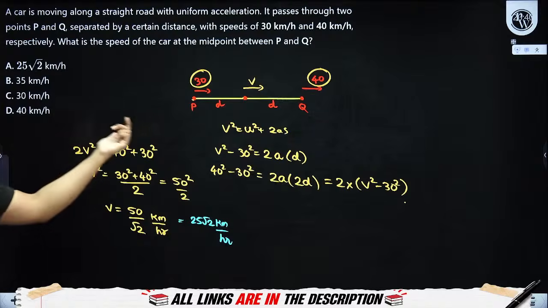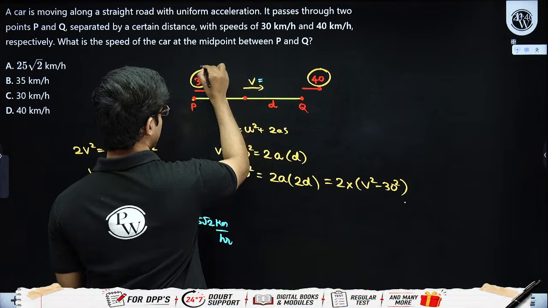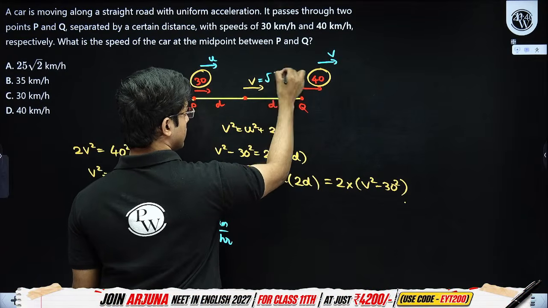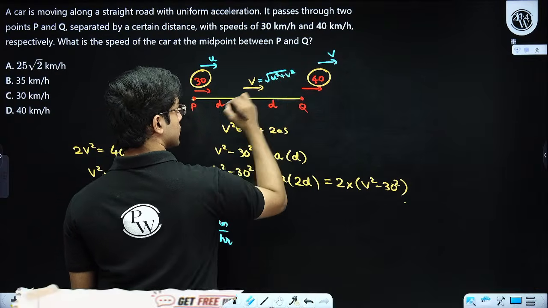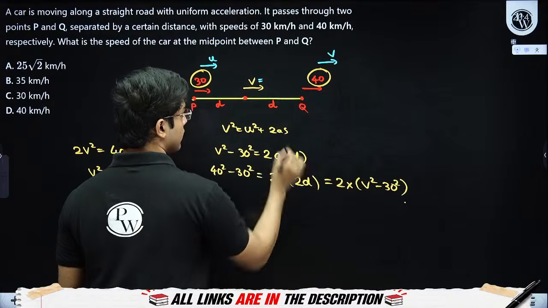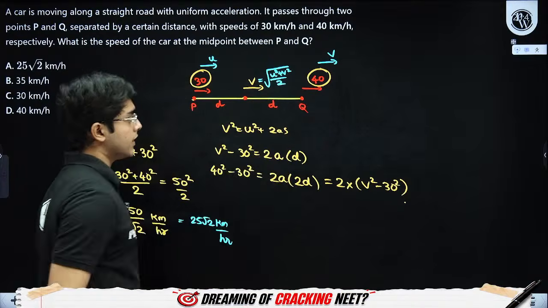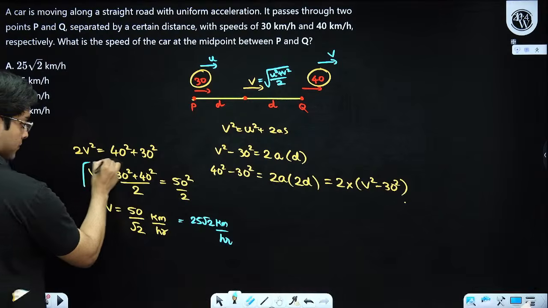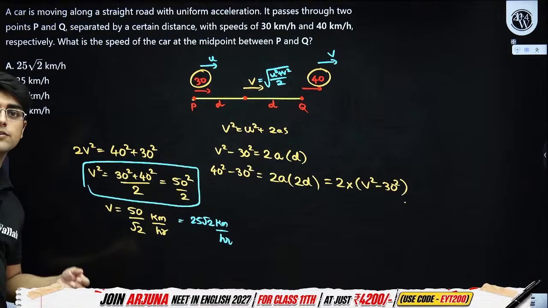This you can also remember as a result if you want. The speed at the midpoint: if the starting speed is u and the ending speed is v, then the speed at the midpoint is the root of u square plus v square divided by 2. Hold on, the root is over the whole thing. So root of 30 square plus 40 square divided by 2. Yes, 25 root 2 is the answer.